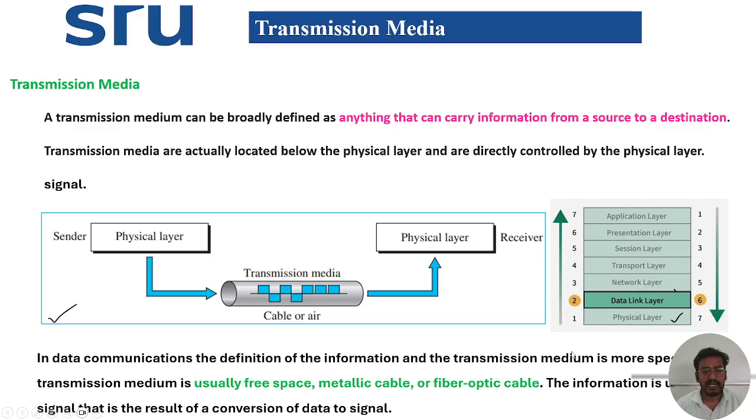In data communication, the difference between information and transmission media is more specific. The transmission media is usually free space, metallic cables, and fiber optic cables. The information is usually signals that use conversion of data into signals.